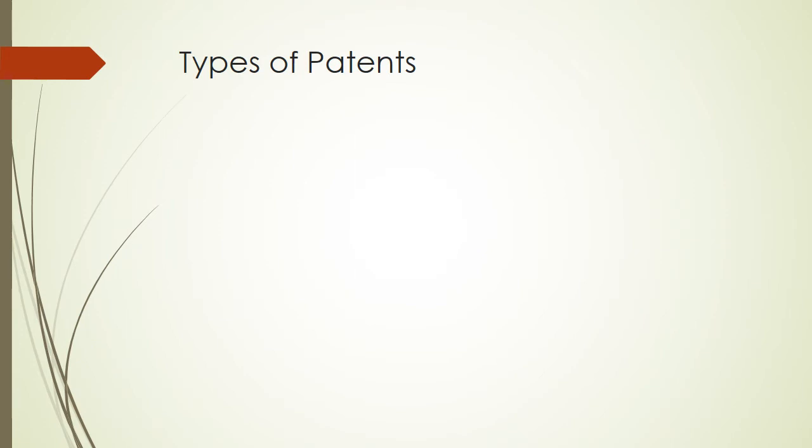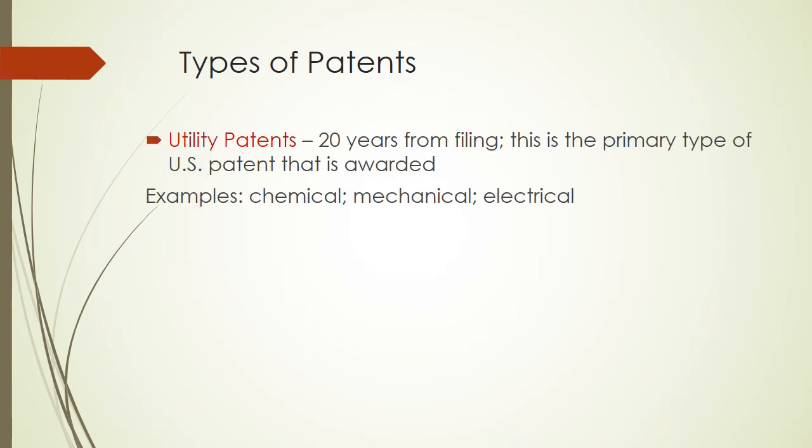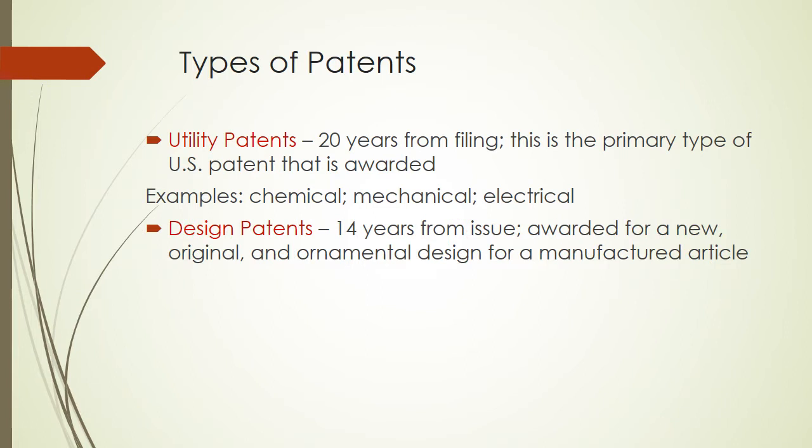Types of patents. Utility patents: 20 years from filing. This is the primary type of US patent that is awarded. Examples: chemical, mechanical, and electrical. Design patents: 14 years from issue. Awarded for a new, original, and ornamental design for a manufactured article.